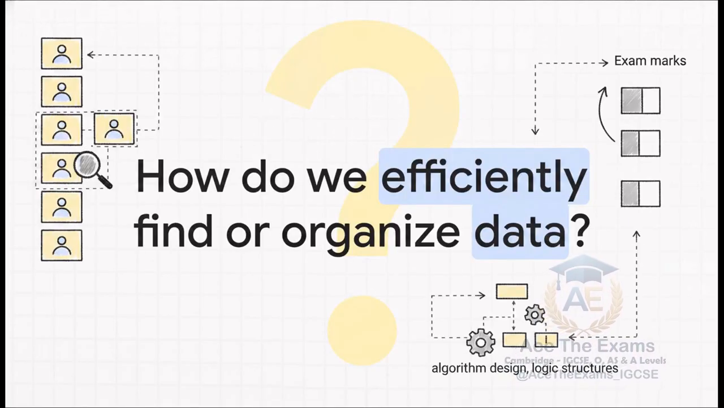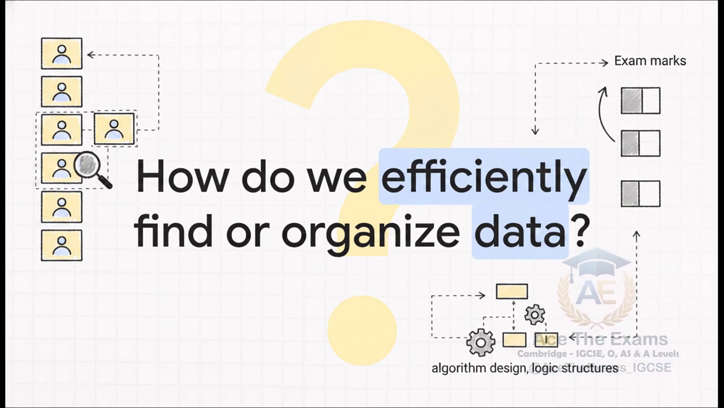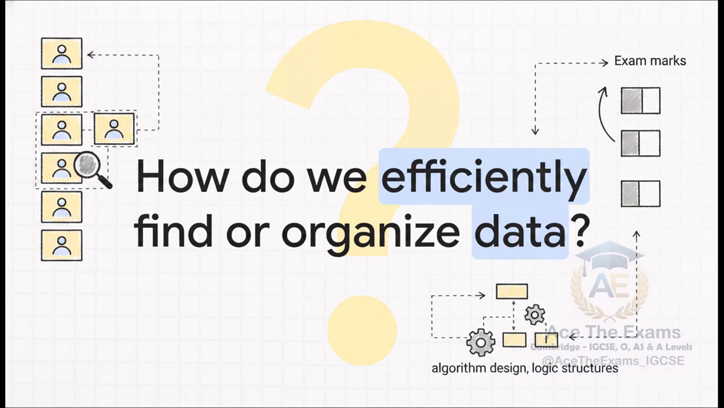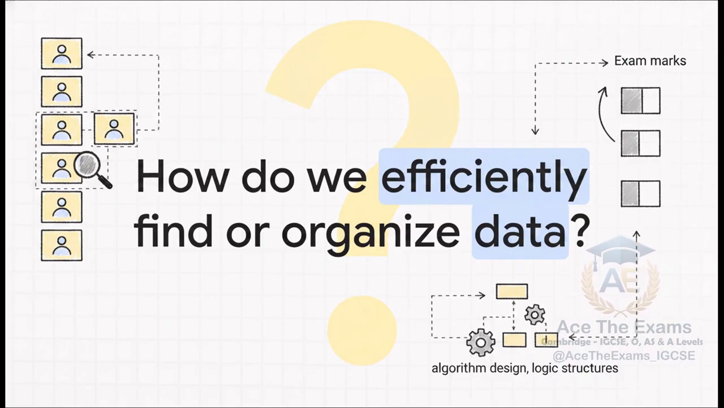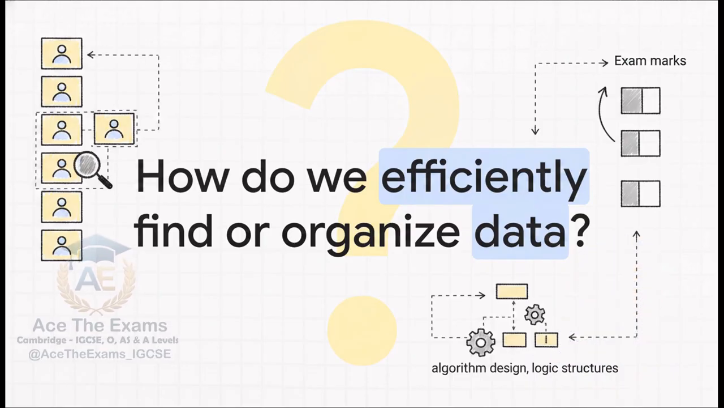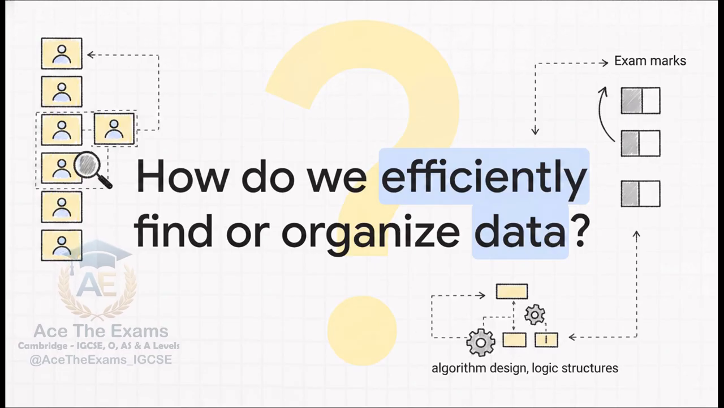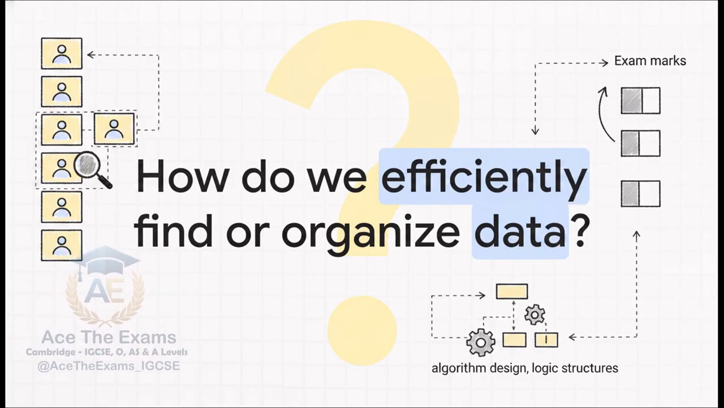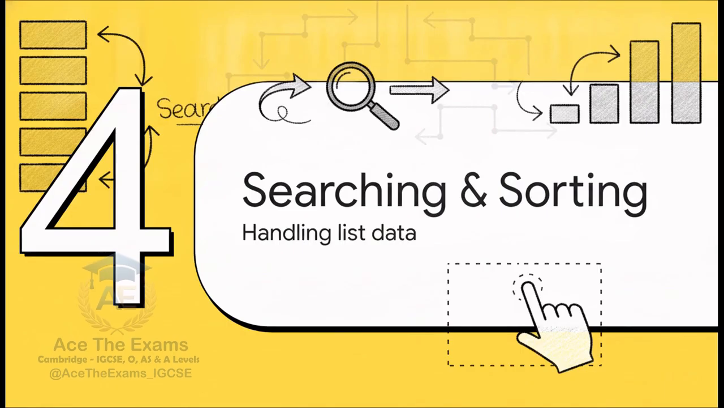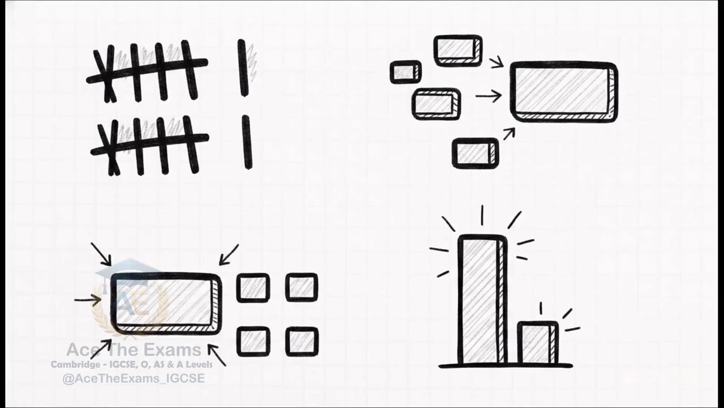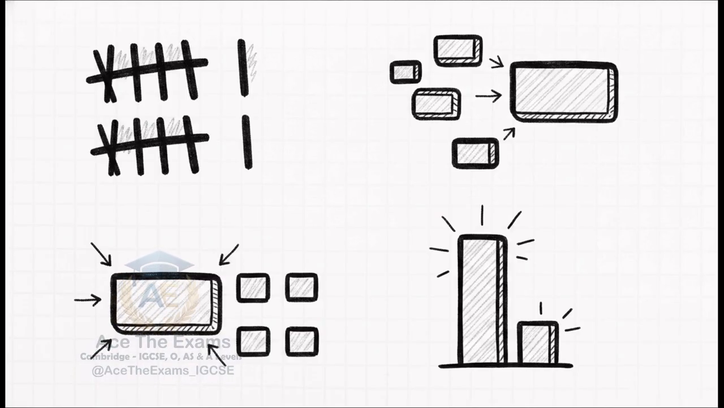Speaking of arrays and large sets of data, you might be wondering, what happens when our program scales up? If we have an array of 1,000 students, how do we efficiently find one specific student? Or how do we organize their exam marks from highest to lowest? This is exactly where we need an advanced standard toolkit. Section 4, searching and sorting. The Cambridge curriculum tests very specific standard methods to handle lists of data, and you need to know exactly how to implement them in your algorithms.